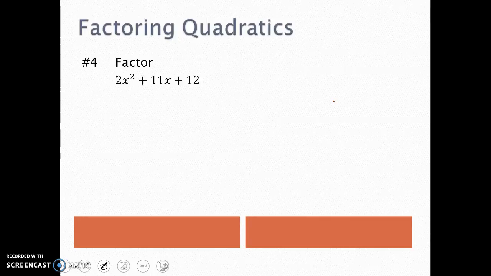Now these are a little bit more complicated because we have a number out in front. So when I factor this one, I'm not just going to be putting an x and an x down. I'm going to have like a 2x and an x to give me 2x squared. And so then I still want something here and here that multiplies together to give me 12. It could be 12 and 1. It could be 6 and 2. It could be 4 and 3.